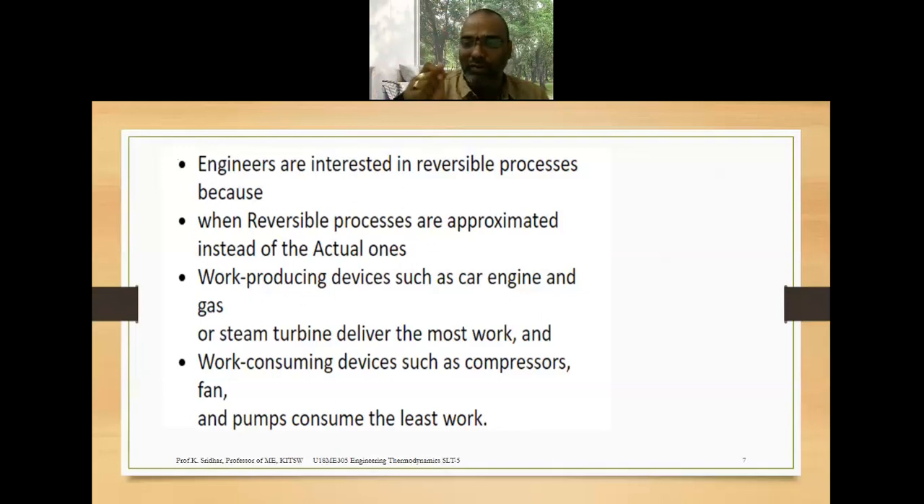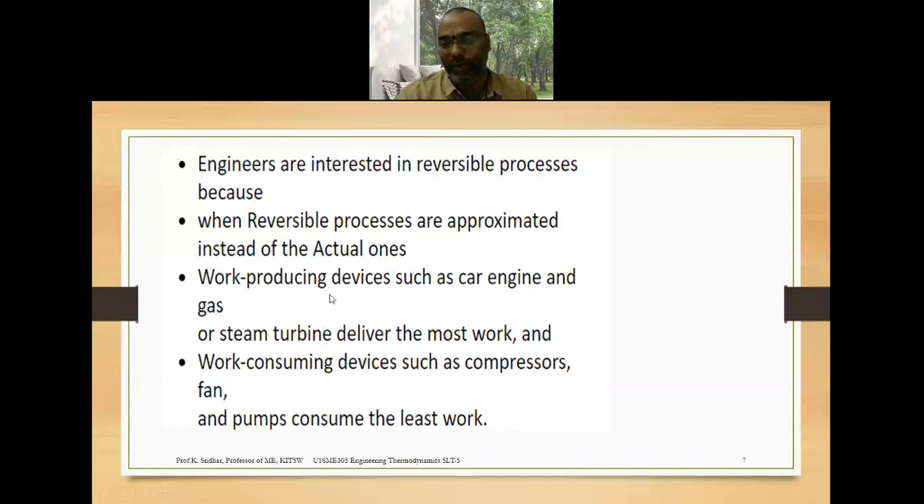So when the reversible process is not at all possible in actual practice, then why do we have to focus so much on the reversible process? Why do we have to study the concepts of the reversible process? So that is to answer such a question. We know that devices are basically classified into work producing devices and work consuming devices.